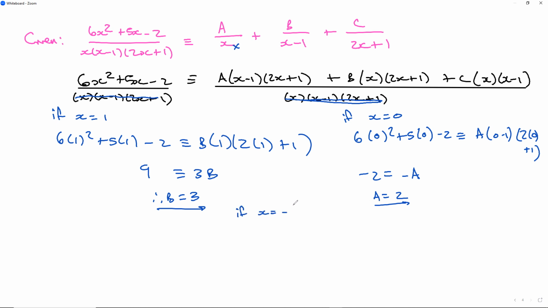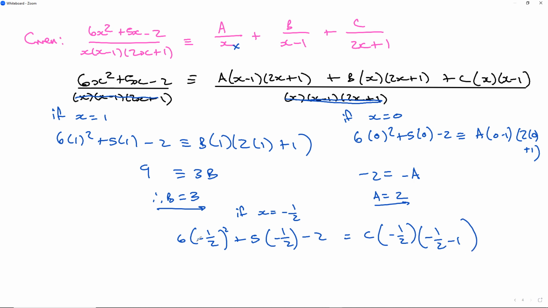If x is equal to negative a half, to make that bracket equal to 0, then those two will disappear and I'll be left with C. In that case, it becomes 6 multiplied by negative a half squared plus 5 multiplied by negative a half minus 2 equals, B is going to disappear and A is going to disappear, so just C left, which is negative a half times negative a half minus 1. This is going to be a quarter, so this will be 6 over 4 minus 5 over 2 minus 2.